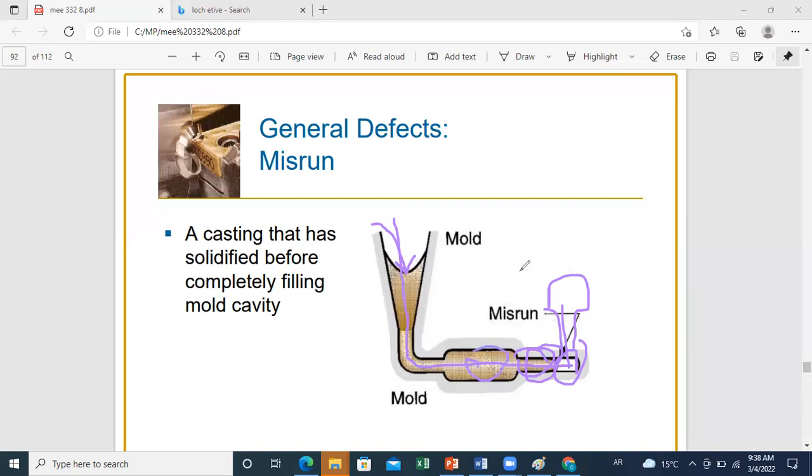So you might need to use several risers in this case. To avoid such defects, we should study the geometry of the cast and decide on the number of risers to use. In addition, we can use a larger pouring temperature. So we talk about misrun when a casting has solidified before completely filling the mold cavity.